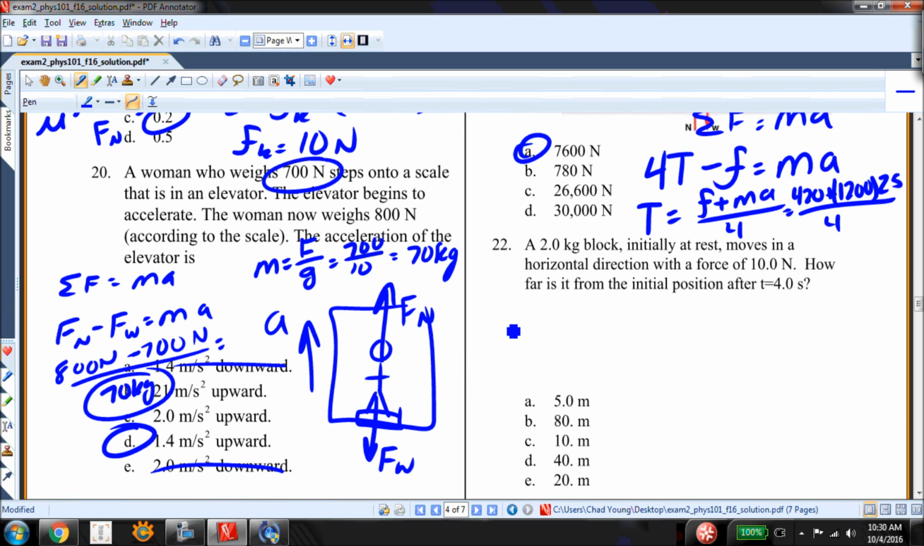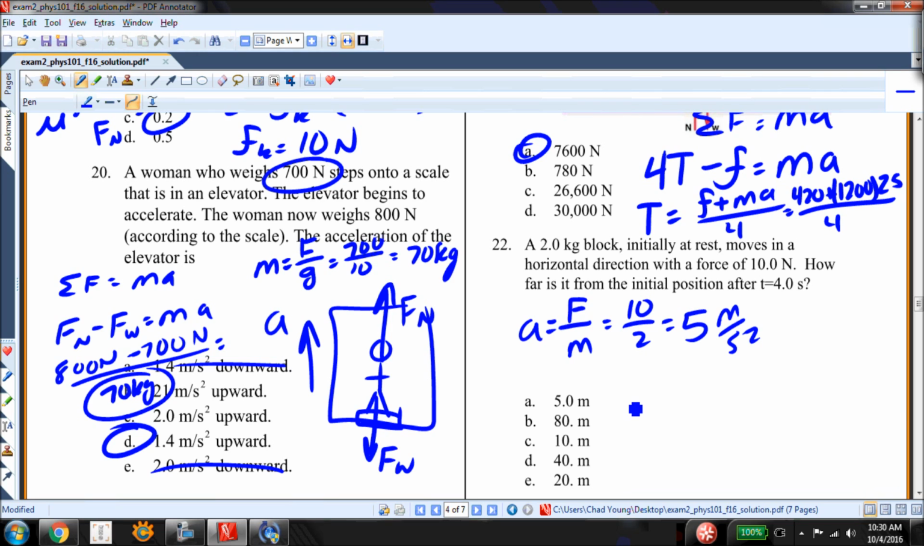A 2 kilogram block initially at rest moves in a horizontal direction with a force of 10 newtons. How far is it from the initial position after 4 seconds? Okay, so first find our acceleration. A equals F over m. That is 10 over 2, which equals 5 meters per second squared.